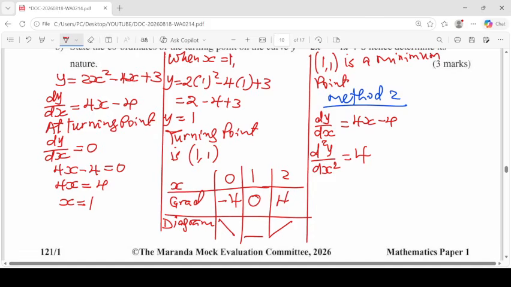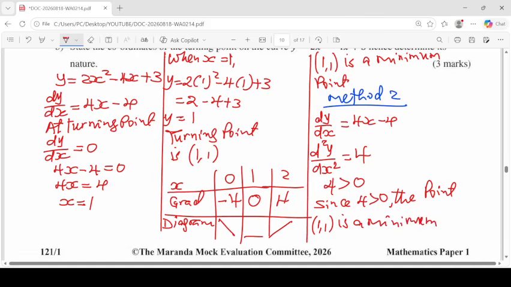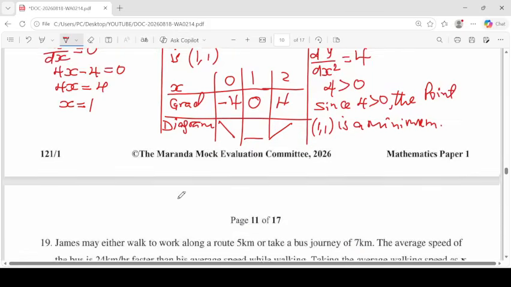Once you differentiate that, now with the second derivative, what happens? You've now to compare this to 0. So you can see that this second derivative has given you a value which is greater than 0. So we can say here, since 4 is greater than 0, then the point (1, 1) is a minimum point. If the second derivative gives you a value that is greater than 0, that point becomes a minimum point, otherwise it would have been a maximum point. I hope that one has been well understood.